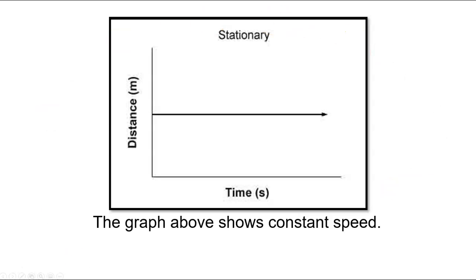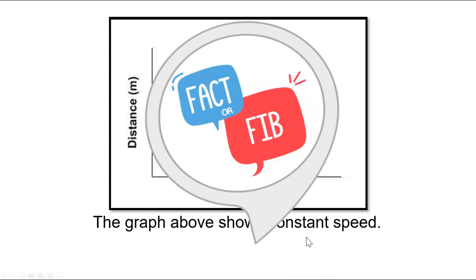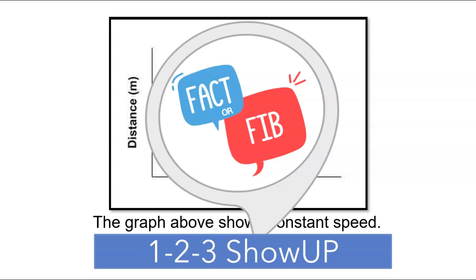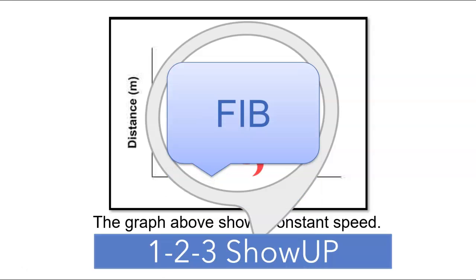So, for example, this image would be shown, and it says the graph above shows constant speed. You would give the students a few seconds of think time, and then you would say 1, 2, 3, show up. The students would lift whichever sticky note they think that this response is, either a fact or a fib, and then you can determine that answer. So in this case, this is actually a fib.